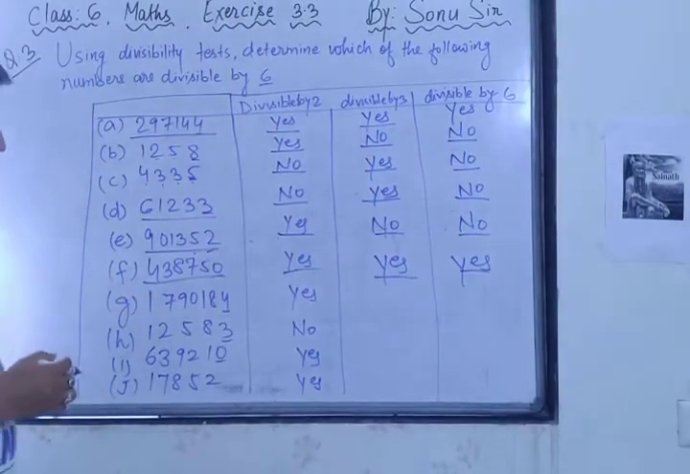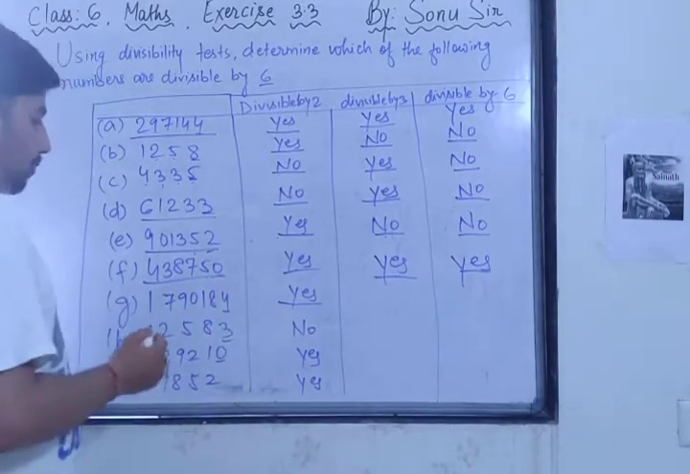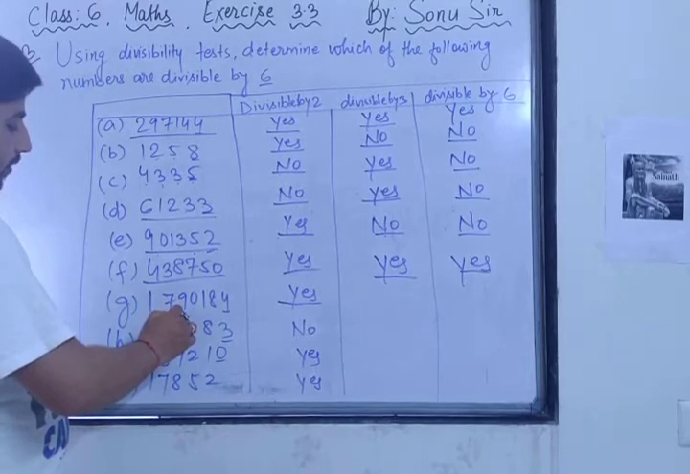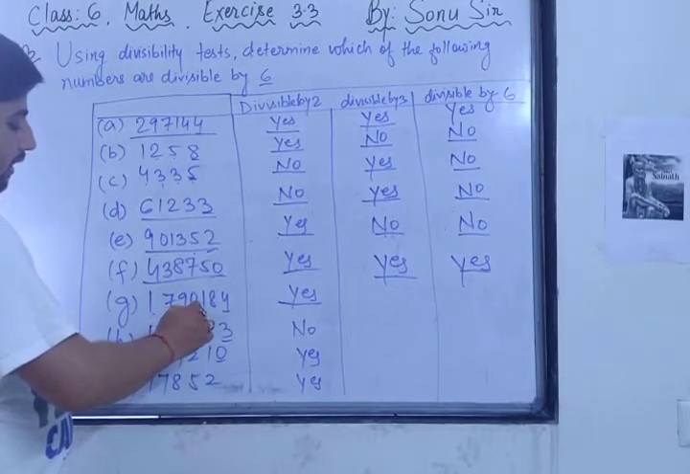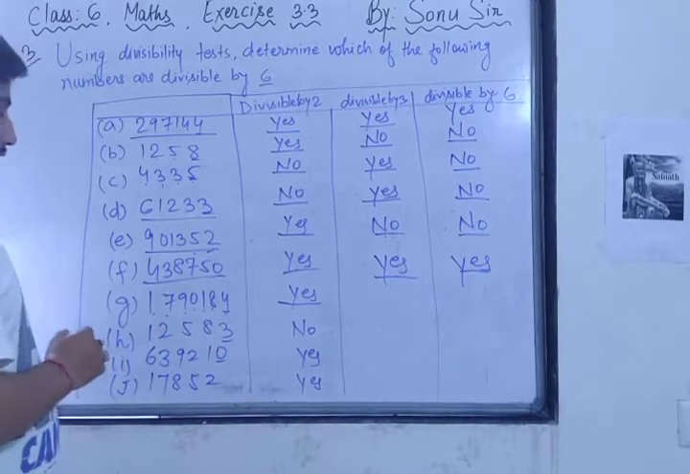What about this question? 1790184. Yes, it is divisible by 2. What about 3? 1 plus 7, 8. 8 plus 9, 17. 17 plus 0, 17. 17 plus 1, 18. 18 plus 8, 26. 26 plus 4, 30.